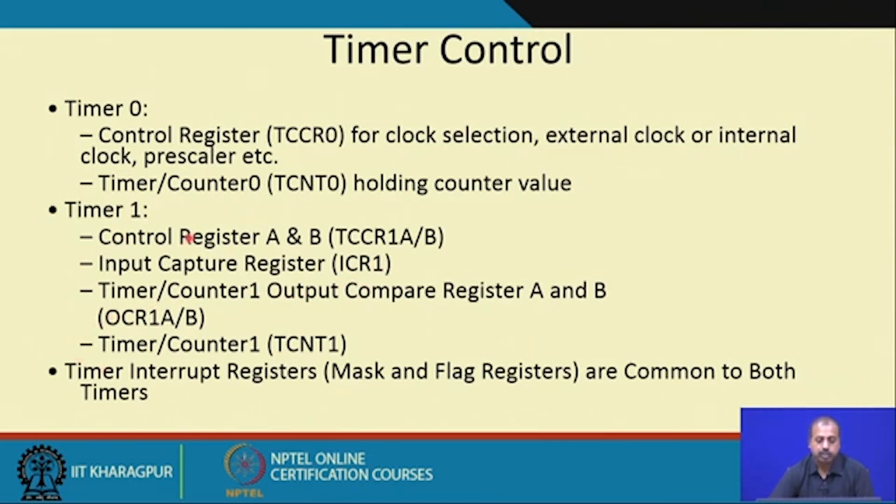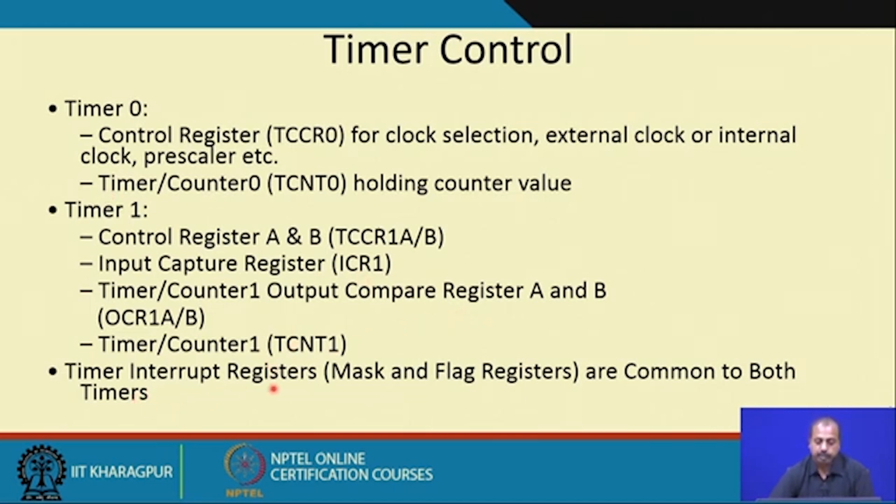There was an OCR register for Timer 0. Here also we have OCR 1A and OCR 1B. There is another register in Timer 0, which is OCR 0, that is not written here explicitly. That is another register we had for this output comparison.